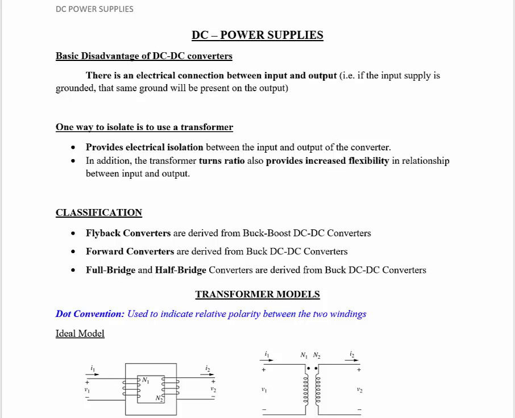So, the basic disadvantage of the DC converter. And what is that? There is an electrical connection between the input and the output. There is always an electrical connection between the input and the output, which means when the input is grounded, the output will be grounded. This lack of electrical isolation between the input and the output is a very big problem when it comes to DC converters.